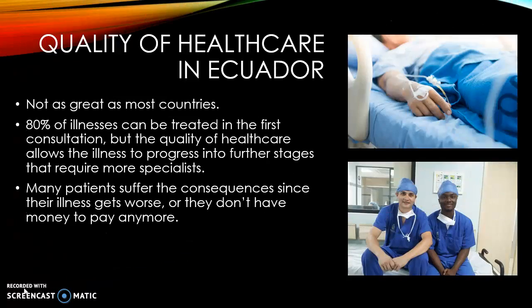The quality of healthcare in Ecuador is not as great as in most countries, and in certain cases, doctors must be bribed or negotiated with only to treat a simple ailment. According to El Universo, an Ecuadorian newspaper, about 80% of illnesses can be treated on the first consultation. However, the quality of healthcare allows for the illnesses to progress into further stages. This ultimately results in more hospitalized patients and more doctors benefiting from the ill who can afford treatment in such a divided society.